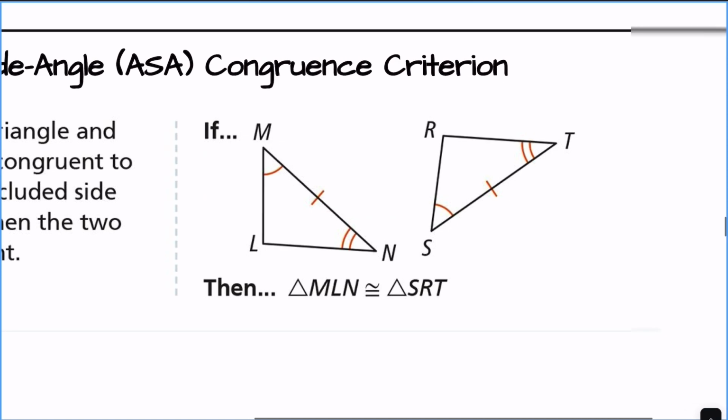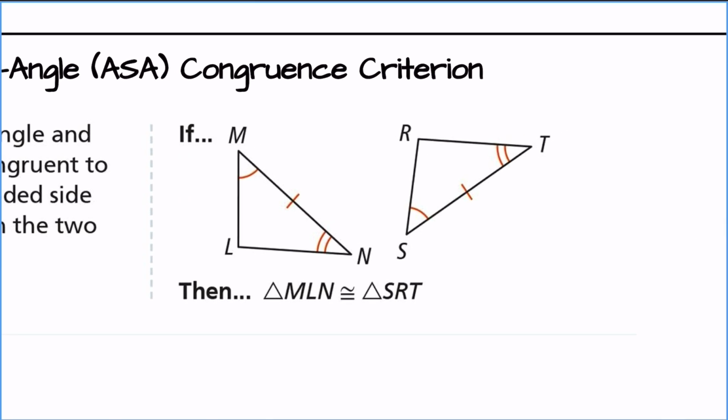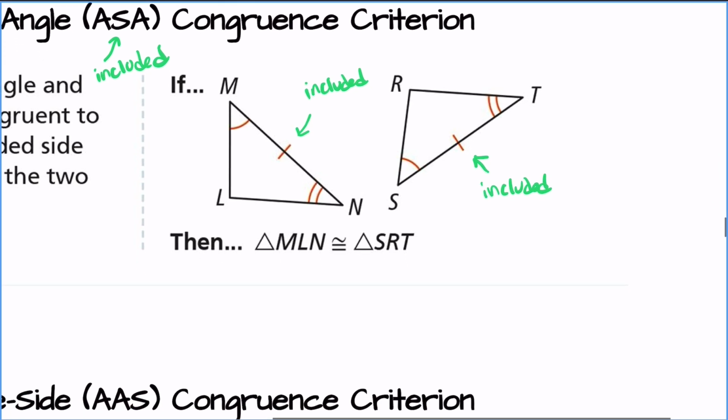For angle side angle, we have a side included. So the side is included. And here we see that included side, MN and ST. So here, the angles are the ones that are on the outskirts, and in between is the included side. So this side MN matches with side ST. You have 1 tick mark and 2 tick marks. So MLN is congruent to SRT.